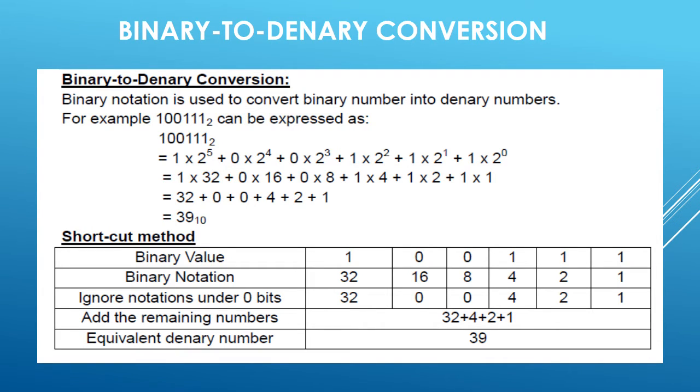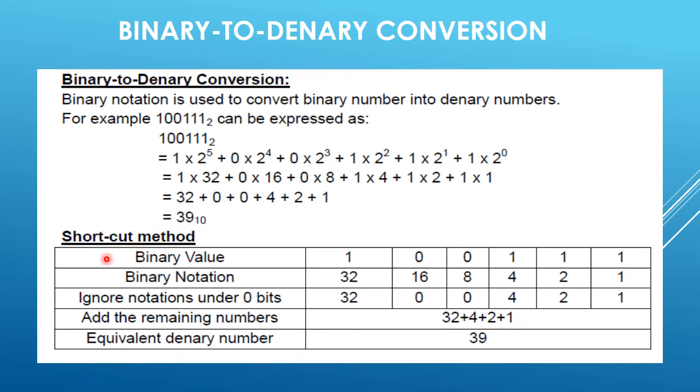Binary to denary conversion. To convert a binary number into an equivalent denary number, we will use binary notation or the expansion method. For example, we have a binary number 1001111. We will multiply each bit of this number with its binary notation, and add all of them together to get an equivalent denary number.